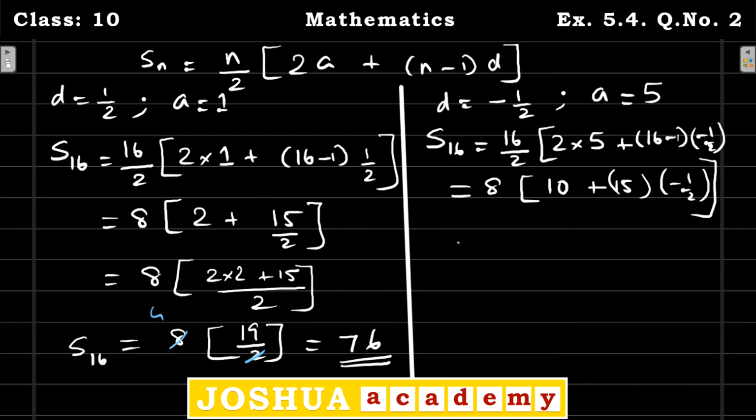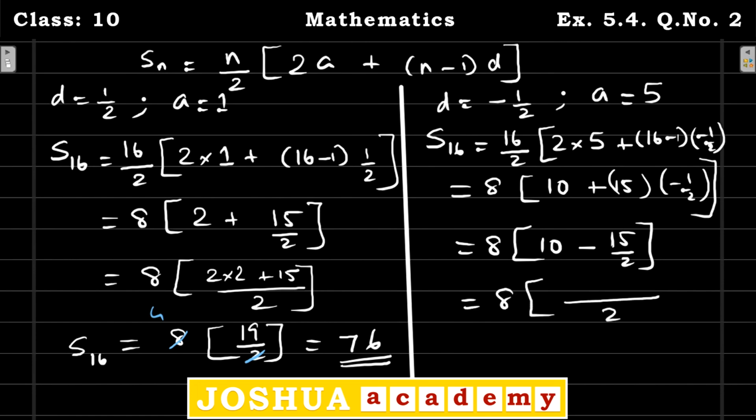In this case, I am writing it in that form: 8 times 10 minus 15 upon 2. According to your mathematics understanding level, you can skip some steps. Here I am writing all the steps, but those steps are not necessary at class 10 level. You can minimize some steps according to your understanding. 20 minus 15 is equal to 5 upon 2. When you cancel, 4 2's are 8, and 5 4's are 20. So the answer is 20 in this case. So in the second case, S16 is equal to 20.